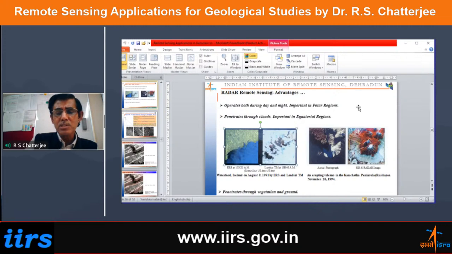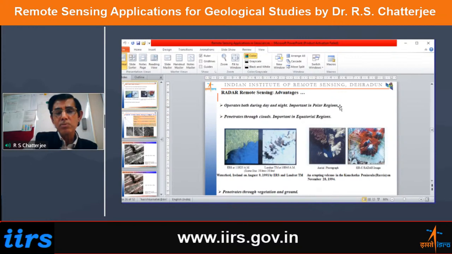Particularly in the polar regions it is very important, because in polar regions, for 3 to 4 months of the year, it is completely dark, isn't it? So during that time optical remote sensing is not possible. Solar radiation does not reach the polar regions. So that is the reason. They can be imaged by radar remote sensing, because here the radar pulse, or electromagnetic radiation, is transmitted from the sensor, from the satellite itself. Then it interacts with the Earth surface and comes back. So it is active remote sensing.